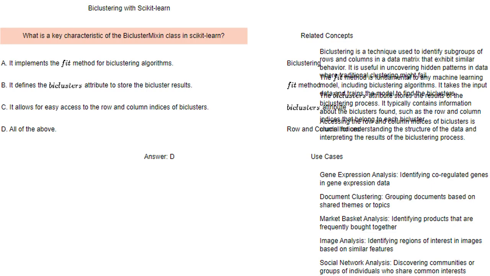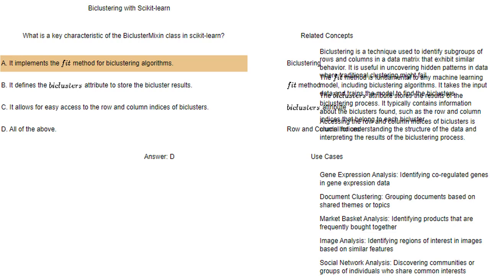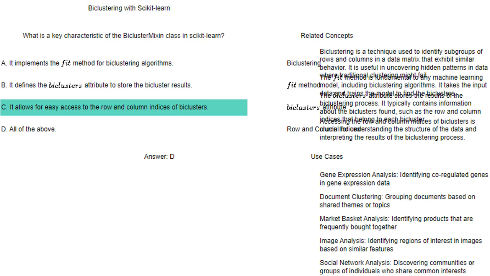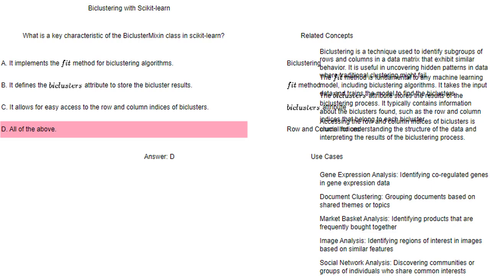Which is a key characteristic of the bicluster mixin class in scikit-learn? A. It implements the fit method for biclustering algorithms. B. It defines the biclusters_ attribute to store the bicluster results. C. It allows for easy access to the row and column indices of biclusters. D. All of the above.